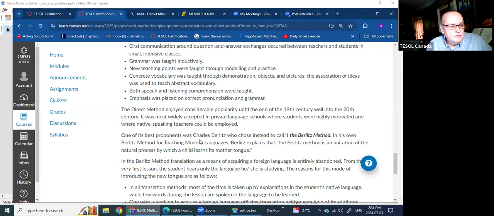A gentleman by the name of Charles Berlitz was a big proponent of the direct method. However, he chose to call it the Berlitz method, of course, naming it after himself. It's an imitation of the natural process, known as the direct method. So, you know, for the purposes of your exam and assignments, you can refer to direct method and Berlitz method. You can refer to them interchangeably because essentially they're the same thing.